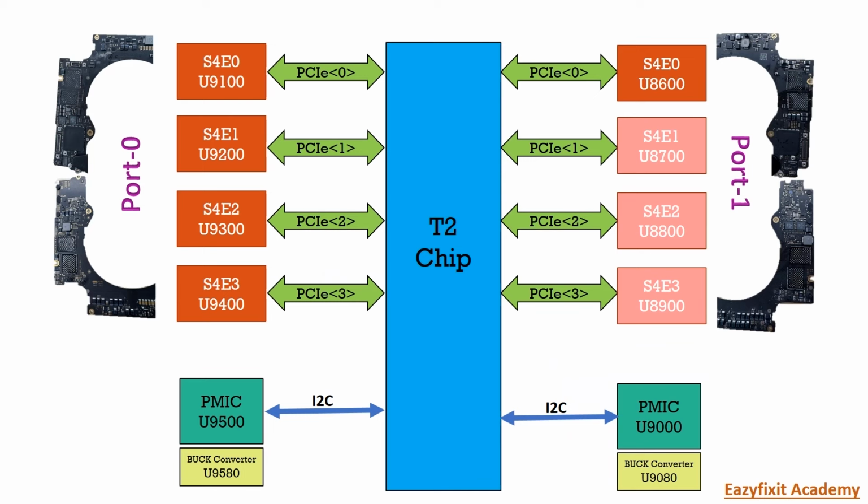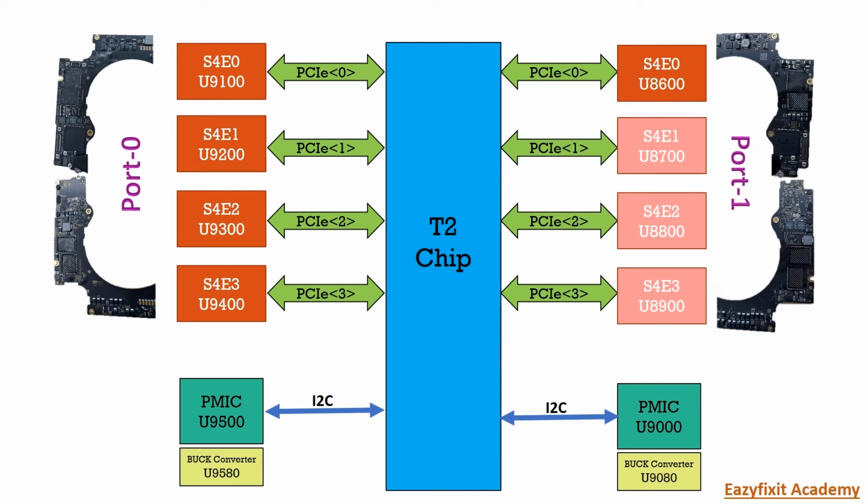Here are the 5 NANDs that come in a 512 GB storage in A2141 MacBooks. As you can see, here is the T2 chip and here is the PCI line. This is the block diagram. Both PCI lines are connected to the NANDs. That is port 0 and that is port 1.